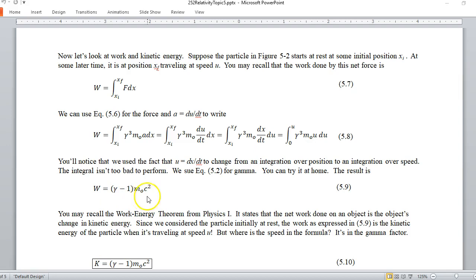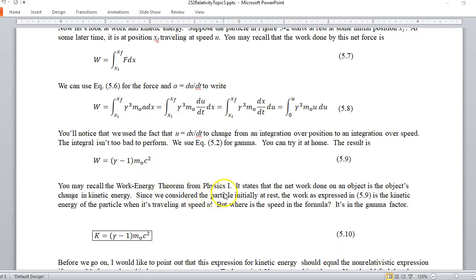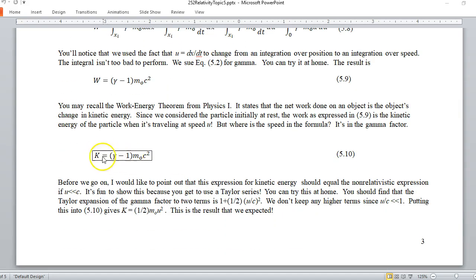Then we remember the work-energy theorem from physics 1. That says that the net work is the change in the kinetic energy. But since this particle started at rest, the initial kinetic energy is 0. So this expression in 5.9 must be the kinetic energy when the particle is traveling at speed u. Look at that. We just derived the relativistic expression for kinetic energy. Now we're used to one-half mass times speed squared. That looks nothing like it, right?